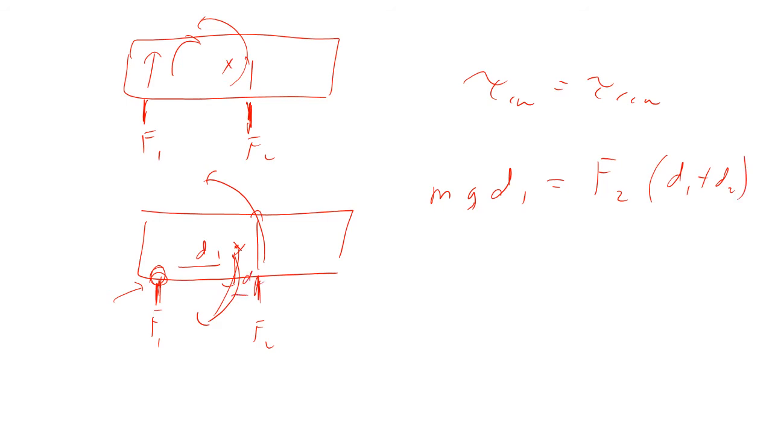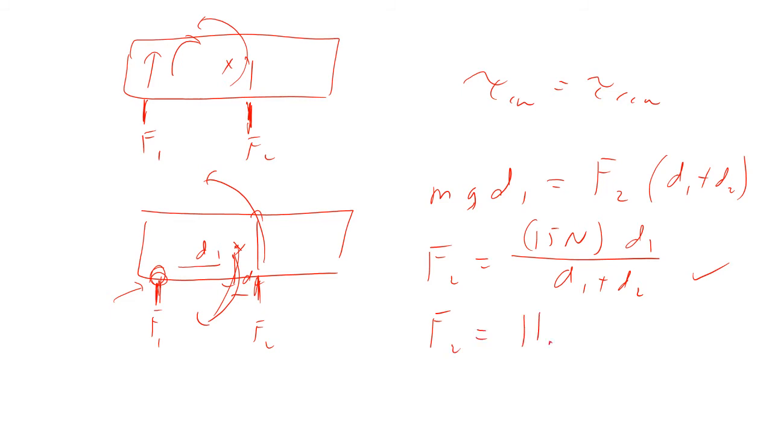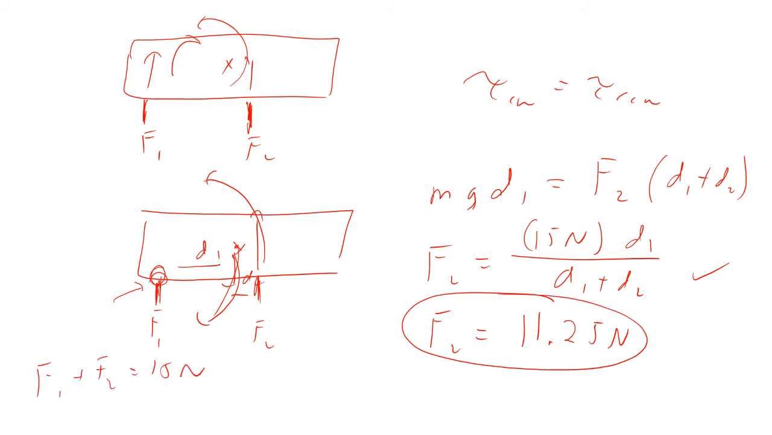Well, that means we could say that F2 equals the 15 newtons, that's mg, times D1 over D1 plus D2. And notice we saved a whole bunch of algebra doing this, and we got the exact same equation that we had before, which tells us that F2 is 11.25 newtons. But we also know that F1 plus F2 is 15 newtons, so that gives us F1 is 3.75 newtons. So these are exactly the same answers as before.